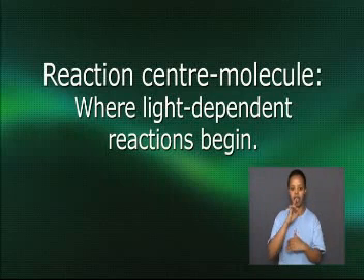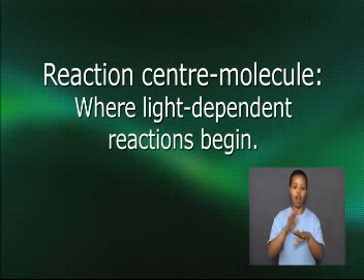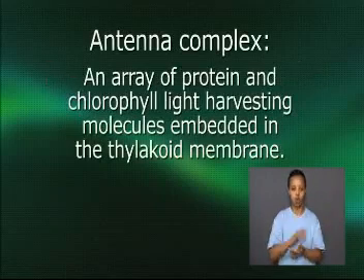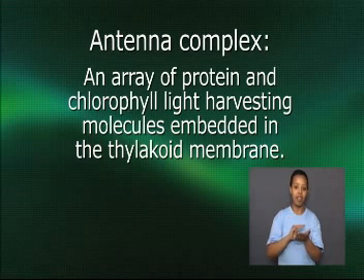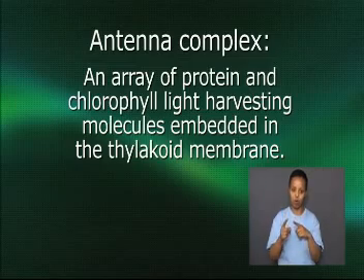The reaction center molecule is the main chlorophyll molecule positioned next to the electron transport chain. It is the molecule where light-dependent reactions begin. The antenna complex molecules are pigment molecules clustered around the reaction center molecule. They are embedded in the thylakoid membrane. If your definitions are similar to these definitions, then you are correct.